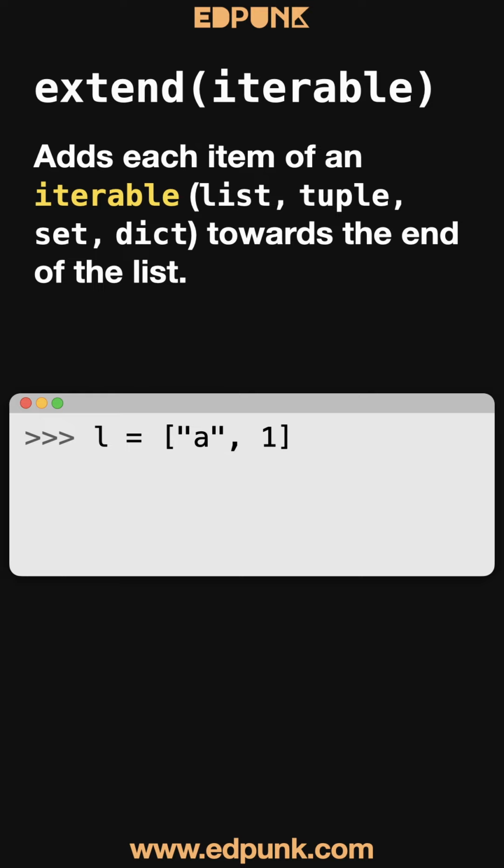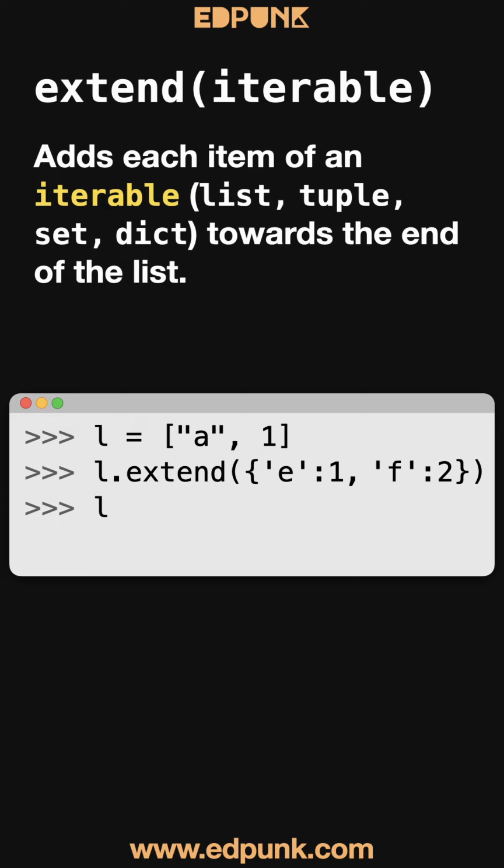Finally, let us check out what happens when the iterable is a dictionary. Let us assign a list containing items string A and int 1 to a variable L. Now, execute l.extend dictionary string E is to 1, string F is to 2. Let us display the list. The list L is now modified and new items string E and string F, that are the keys of the dictionary, are added at the end of the list. Whenever a dictionary is passed as an argument, only the keys get added to the list.